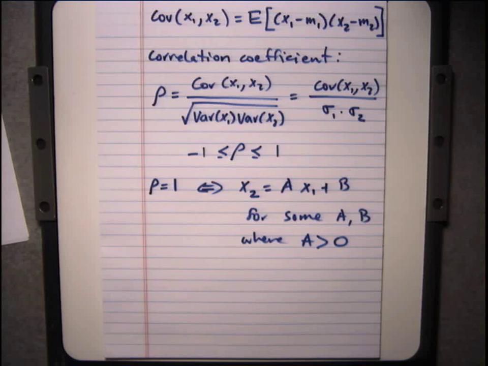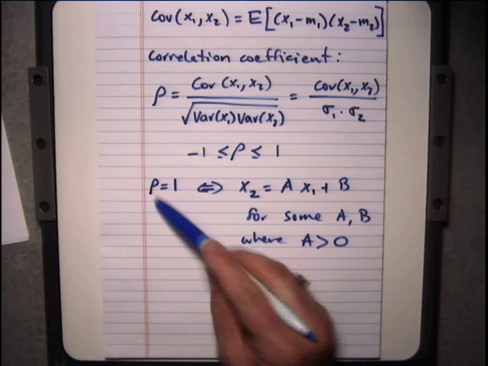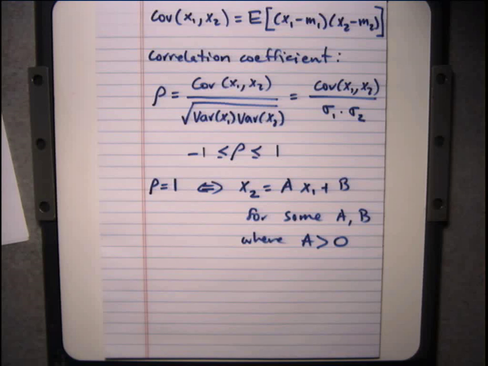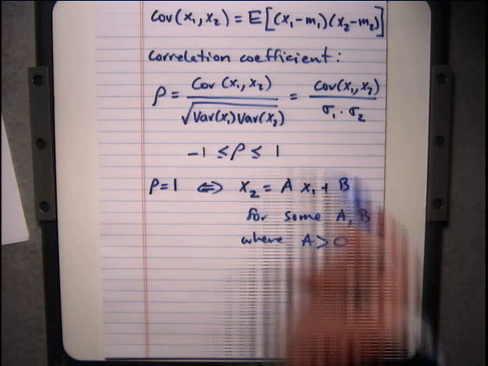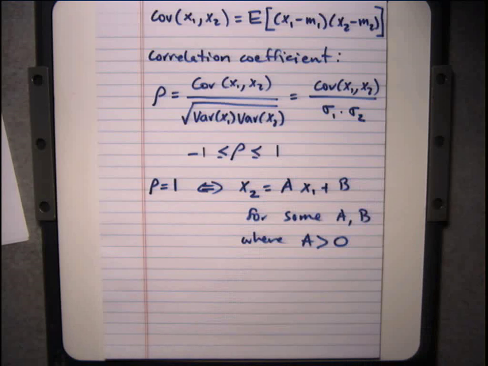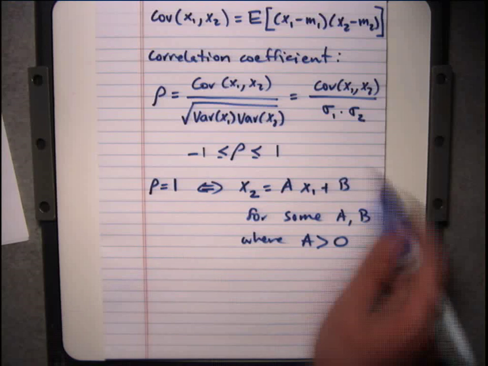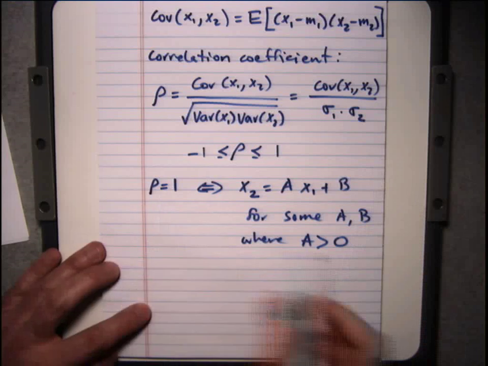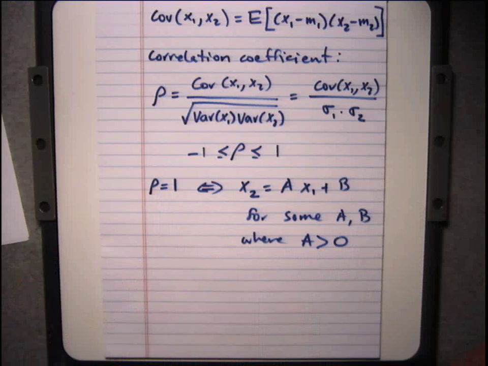People often make the mistake of thinking that because rho is equal to 1, x1 and x2 are somehow more strongly related to each other than this. The reason I write this very explicitly is because I want to give you an idea that the dependence between x1 and x2 when rho is equal to 1 is only linear. Nothing more and nothing less. And in fact, if rho is equal to minus 1, then it's exactly the same thing except that the a has to be negative.